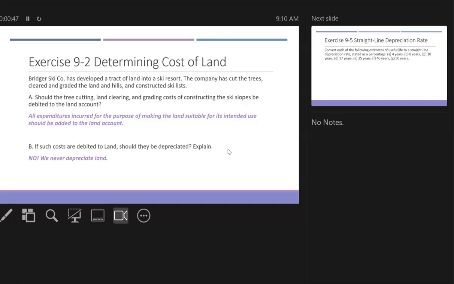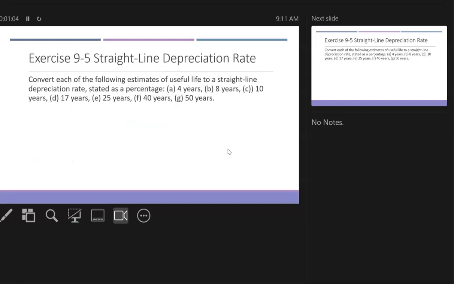If such costs are debited to the land, should they be depreciated? Did we hear we cannot ever depreciate land? Ever. Now, can we depreciate light fixtures? Of course. Can we depreciate sidewalks? Of course. But the actual land we cannot depreciate. Got it?